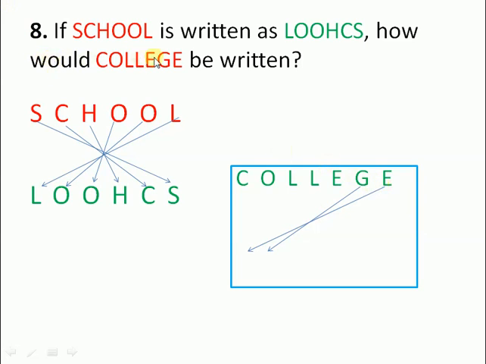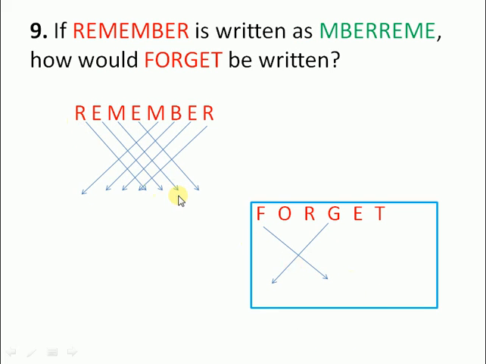Now, eighth question. If SCHOOL is written as LOOHCS, how would COLLEGE be written? It's very simple. Just reverse the string. SCHOOL becomes LOOHCS. So COLLEGE becomes E, G, E, L, L, O, and C. So it's very simple. The answer is EGELLOC.